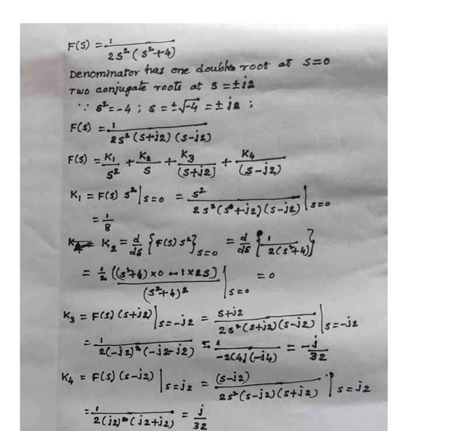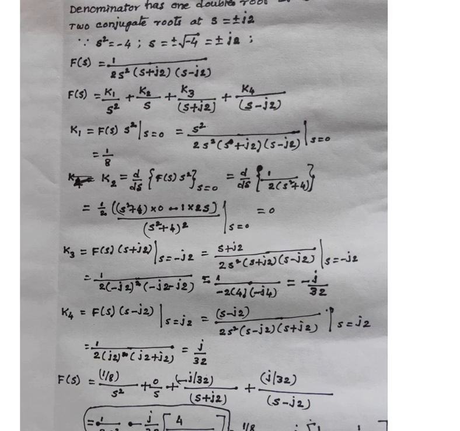Then substitute this s is equal to minus j2, that is 2 into minus j2 whole square into minus j2 minus j2. Then simplify it. Then we get 1 by minus 2 into 4 into minus j4. With further simplification, we get minus j by 32.